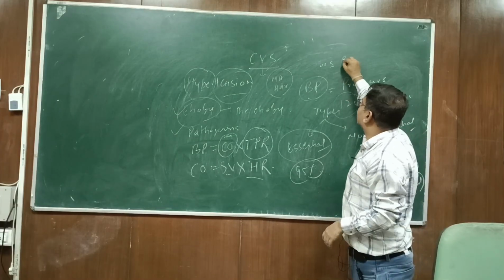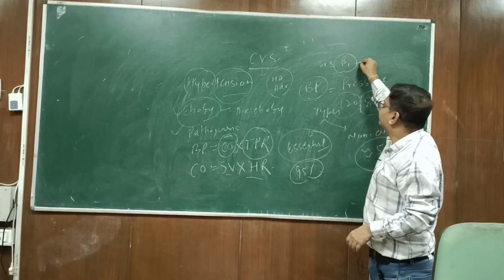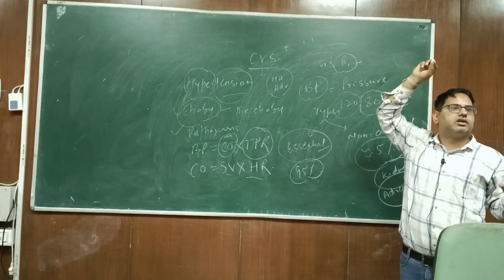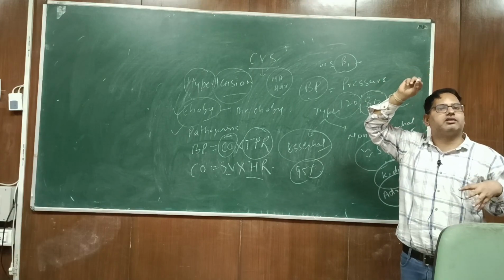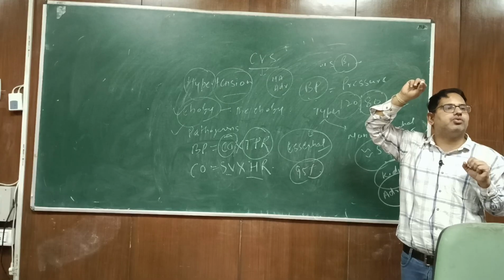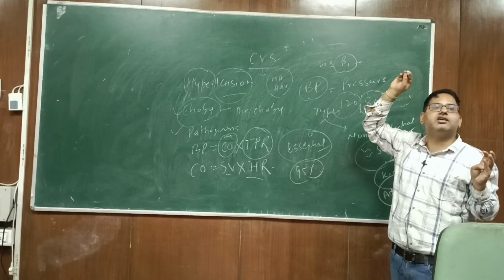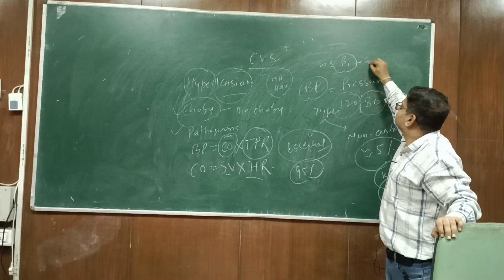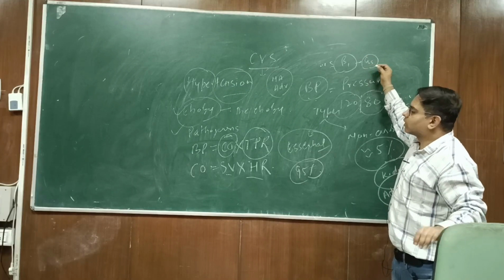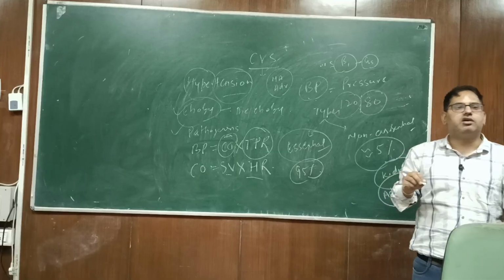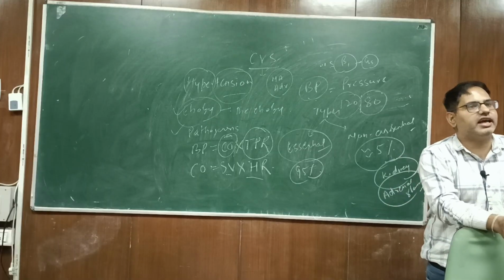The receptor belongs to which category of receptors? Which receptor is it? GPCR. In GPCR, which form is it going to activate? Gs, Gi, Gq. Gs or Gq? Gs, right? So it's going to increase your cAMP.